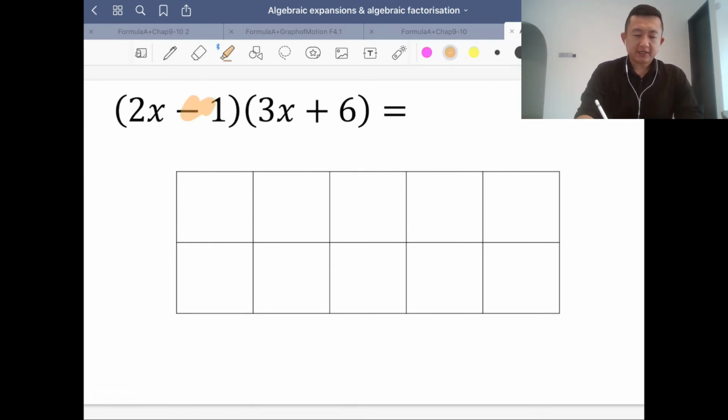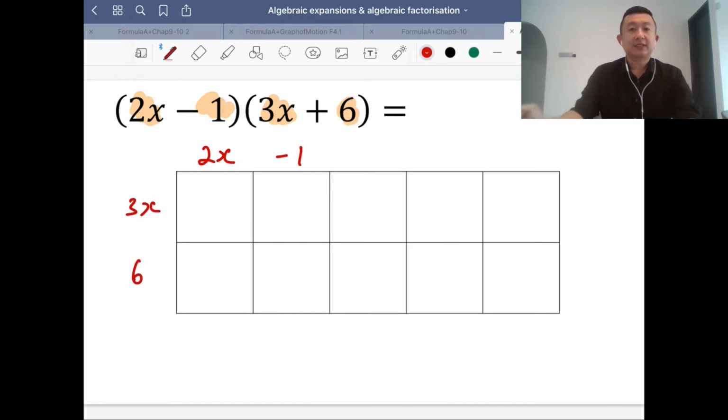You see, -1. How are you going to break -1? 6. Are you going to write 1 for 6 times? It's very long, right? Is there any way that we can shorten it? Yup, you can think of putting 2x minus 1 like this. You can put 2x here, minus 1 here. 3x and 6. So you can put 3x here, you can put 6 here. Okay, and we do the multiplication.